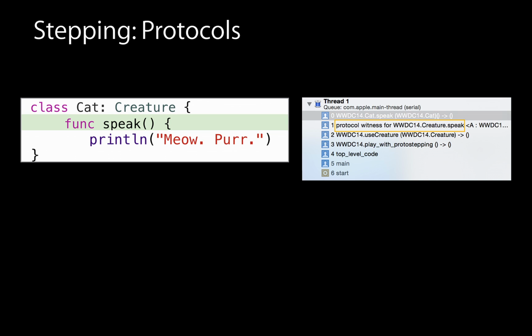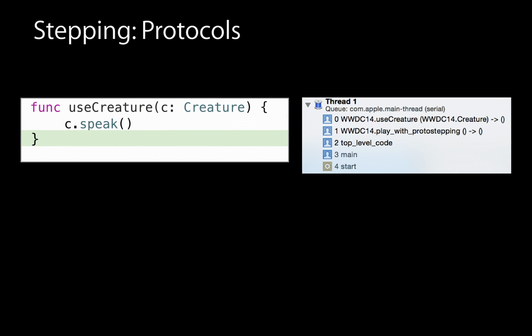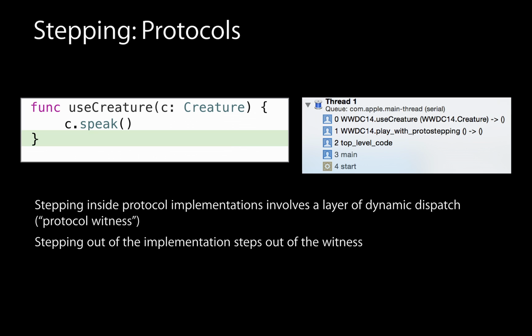lldb lands right where you would expect. But there's one extra frame on the stack. There's a frame called protocol witness for creature.speak on the stack. That frame is the protocol dynamic dispatch frame. It's the code that the Swift runtime uses between where my call starts and when the called code starts executing to actually perform dynamic dispatch. lldb automatically steps through it right into my code. And if I step out, same magic happens in reverse. The protocol witness frame just disappears, and I get right back into my code transparently.